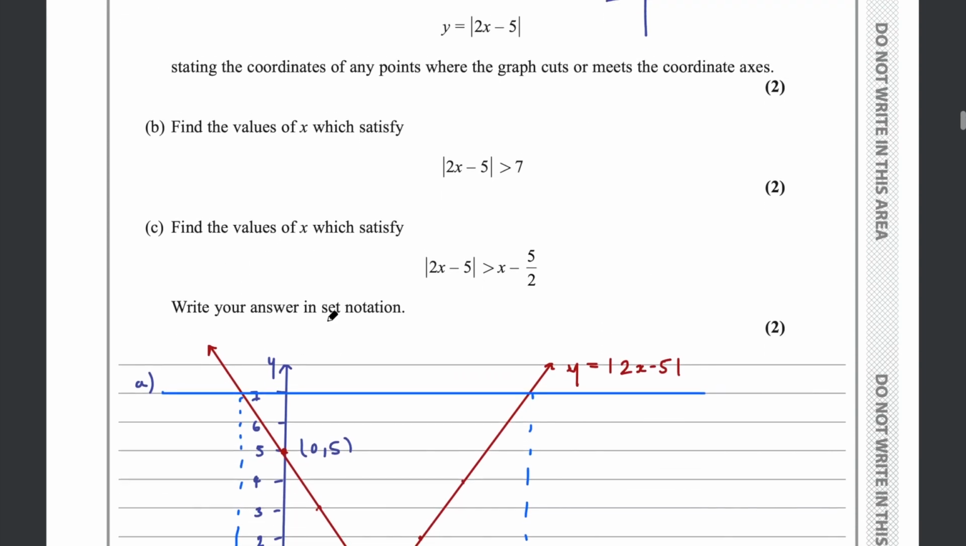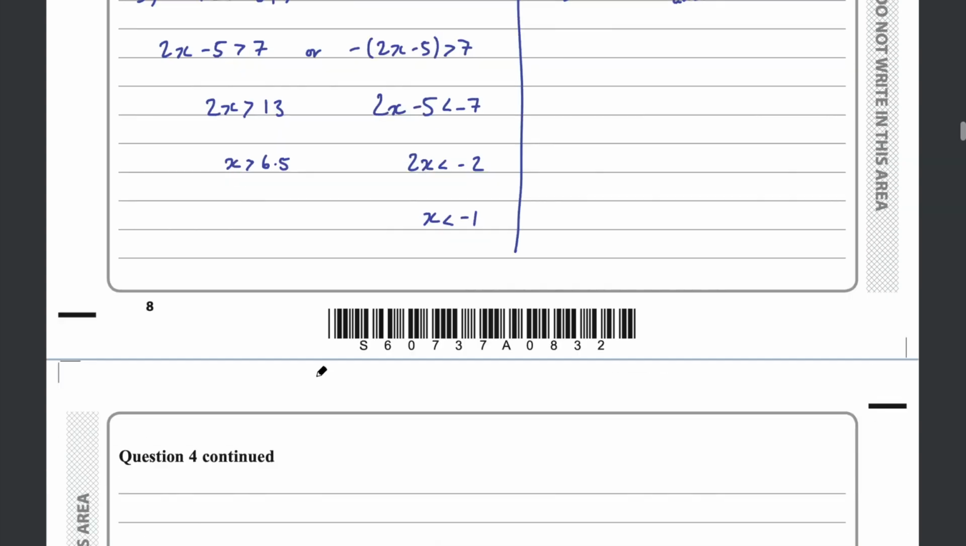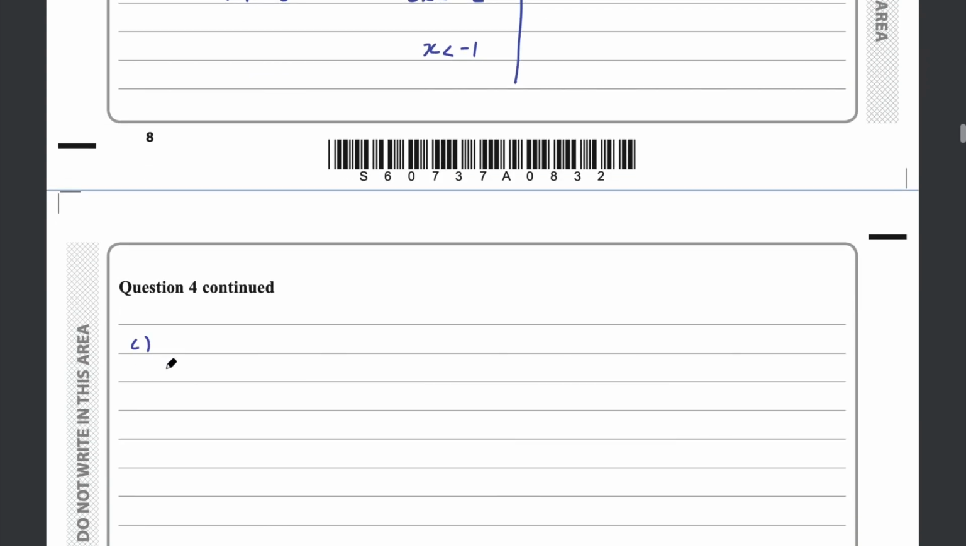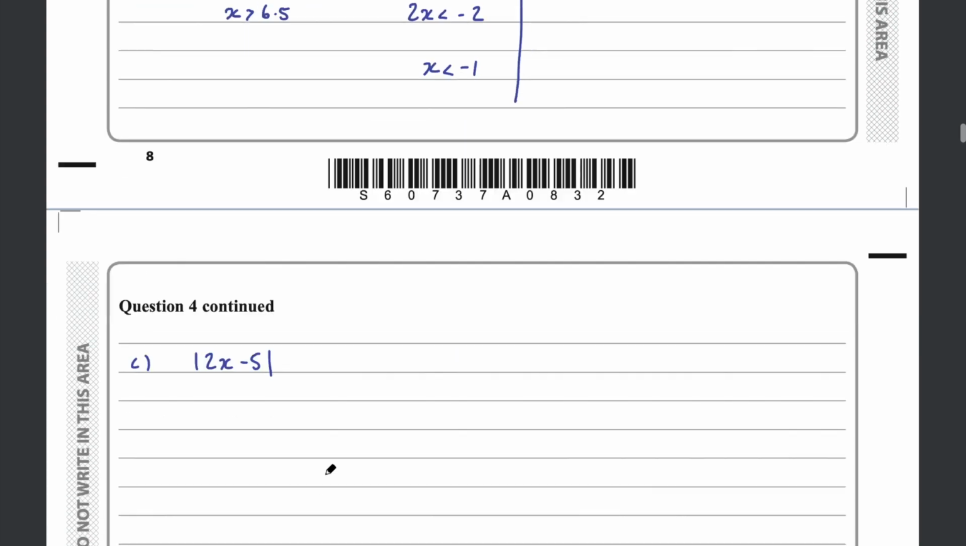Part C says find the values of x which satisfy the absolute value of 2x take 5 is greater than x take 5 over 2. Write your answer in set notation. Okay, so part C, let's do part C down here. Again, I'll try to solve this algebraically. So it was 2x take 5 greater than x take 5 on 2.